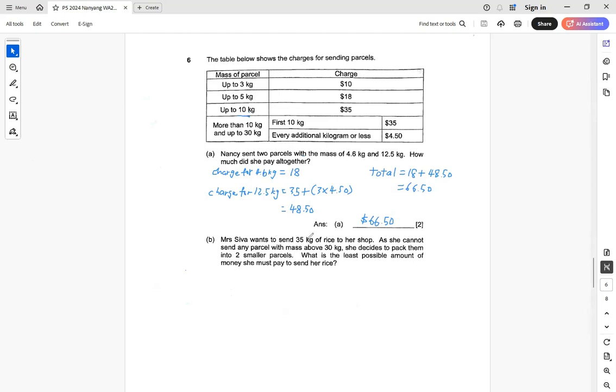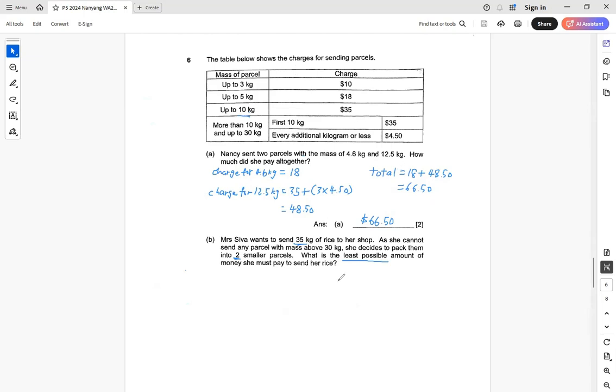Right? So for this scenario, the total she wants to send is 35 kg. She cannot send any parcel above 30, so she wants to pack into 2 parcels. The question is asking for the least possible amount. When they phrase it this way, it means there are many ways of sending these 2 small parcels, but we have to find the cheapest option for her.